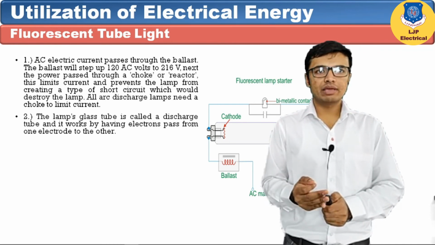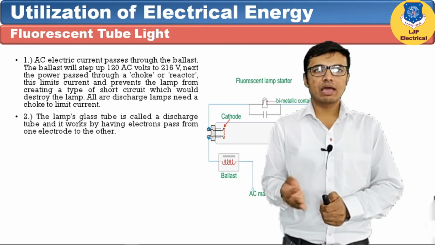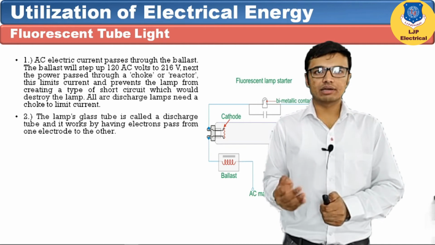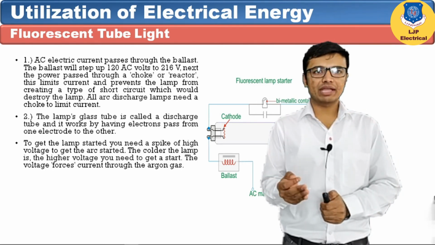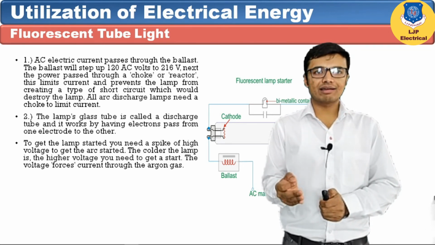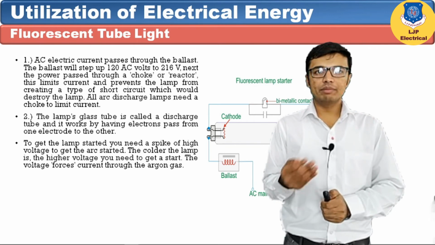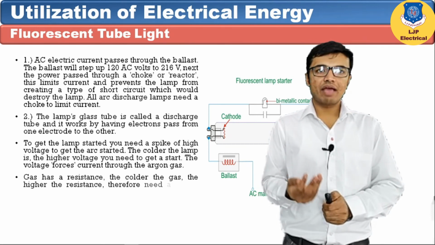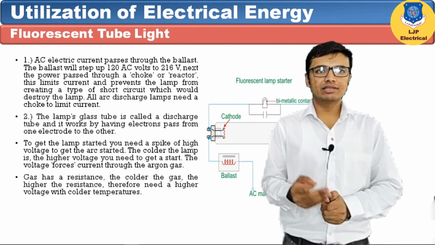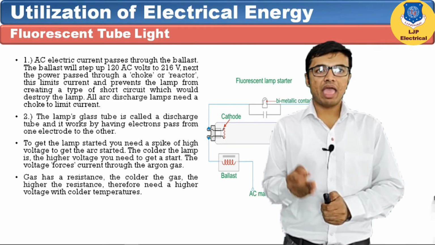The lamp glass tube is also called a discharge tube, and it works by having electrons pass from one electrode to the other. So to start the lamp, it requires higher peak of the voltage, hence the arc will produce it having inert gas as the argon and having mercury. So as we provide the higher voltage in starting such that the mercury will convert from liquid to the vapor, it will ionize argon gas. As the ionization of the argon gas will emit the light from the tube light, and the colder the gas, the higher the resistance, therefore need a higher voltage with colder temperature.